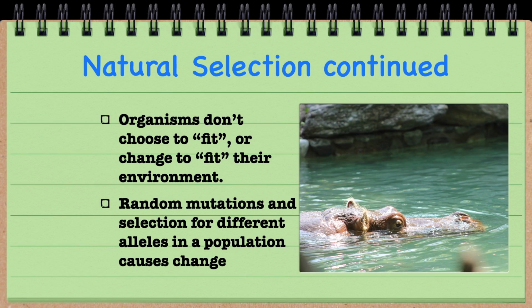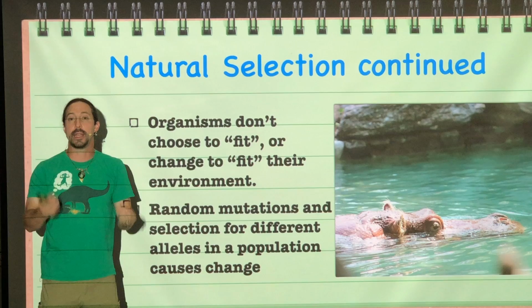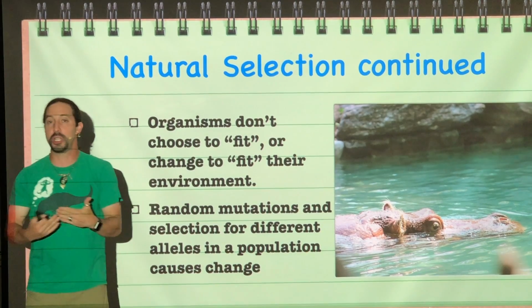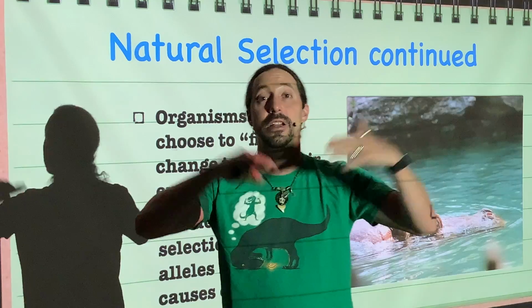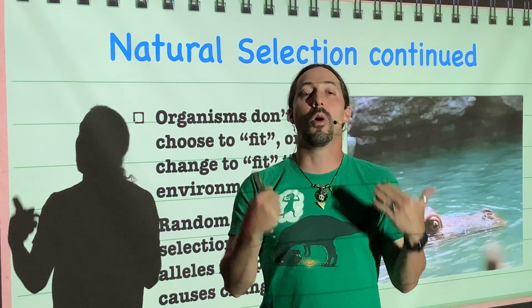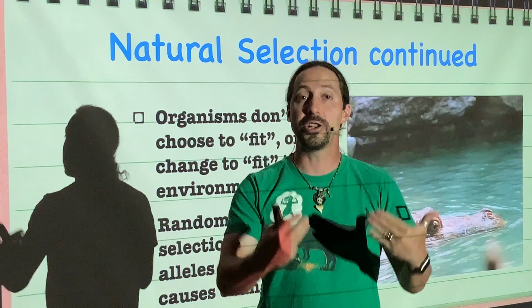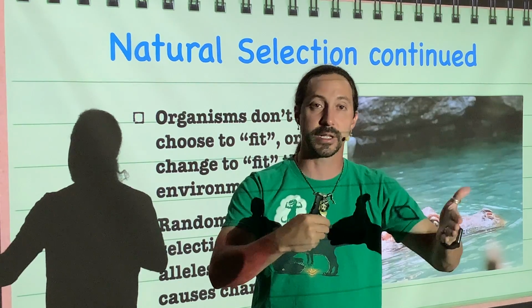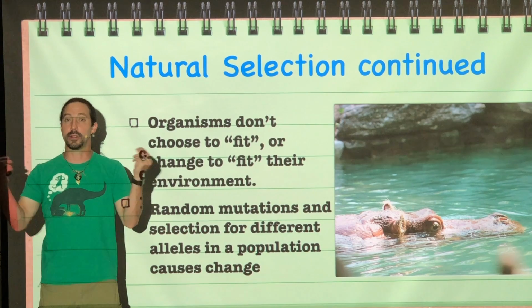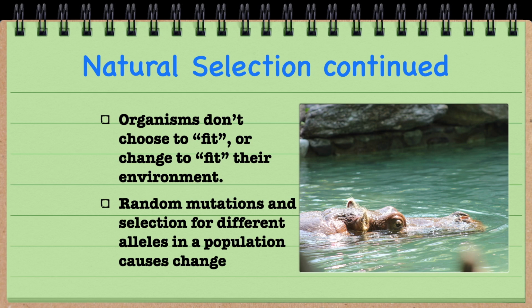Organisms cannot choose to fit in their new environment. Organisms cannot decide to change. Organisms can't evolve at all. You can't evolve, and I can't evolve. The only thing that can evolve is populations over generations. Populations over generations can have a change in their allele frequency. But it's not because they decided to do it.